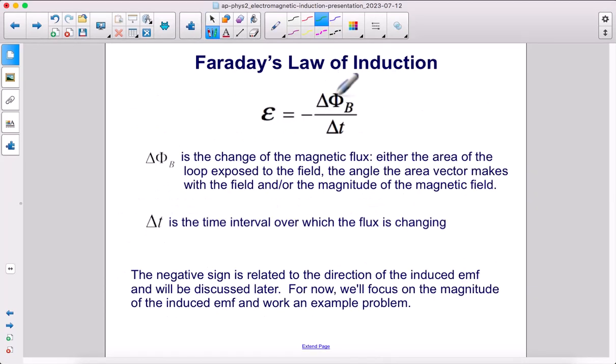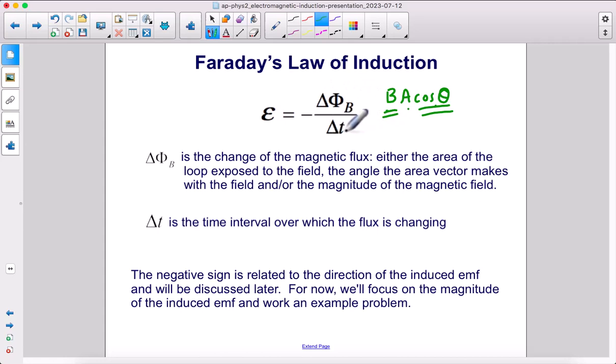Delta phi sub B is the change of the magnetic flux. Something has to change. Remember, the formula for magnetic flux is B A cosine theta. If any of these things change, you will have a change in flux. So either the area of the loop changes, the angle that the area vector makes with the field changes, and/or the strength of the magnetic field changes.